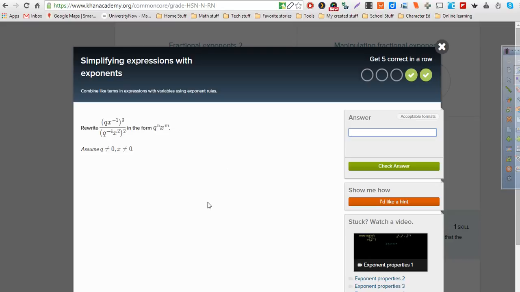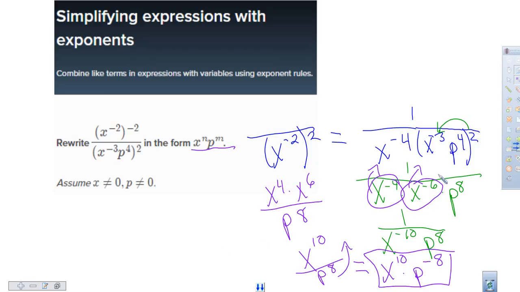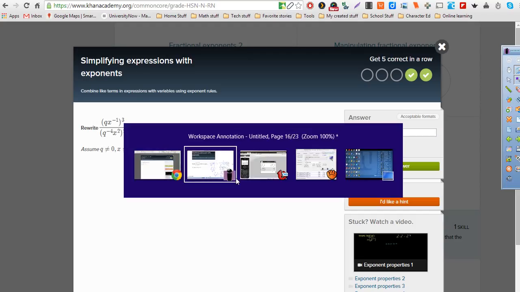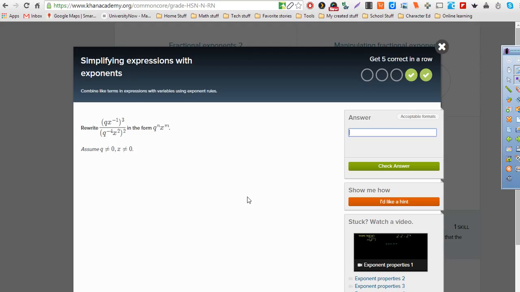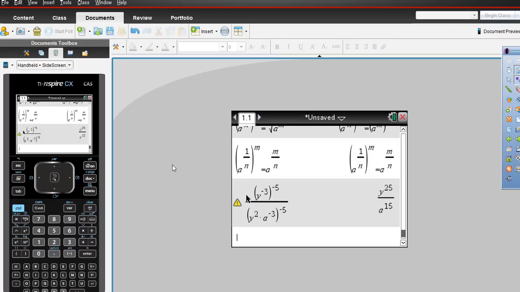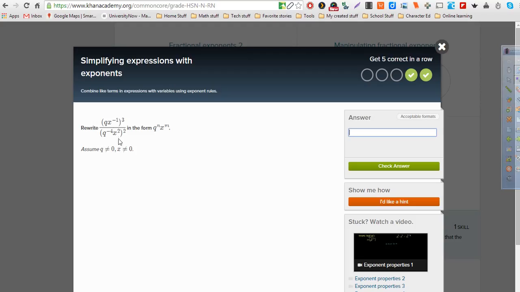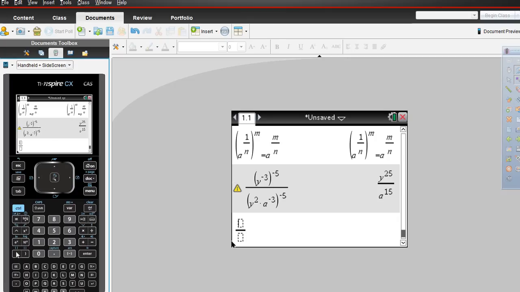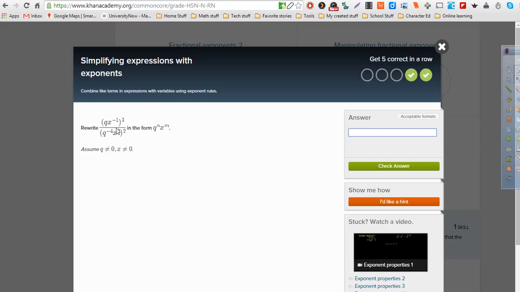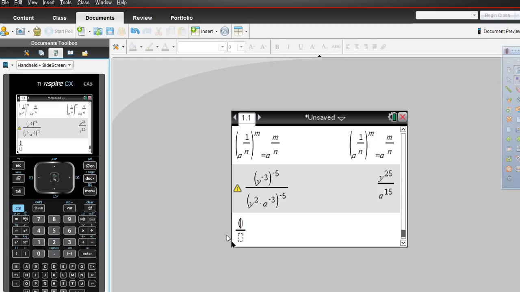But the calculator might be able to help me out with these. So let's try that out. Let's go into the calculator directly from here. I'm going to have a fraction to begin with, so control divide. In the numerator, I have a grouping symbol, so I'm going to use my parentheses and put in qx to the negative 1.